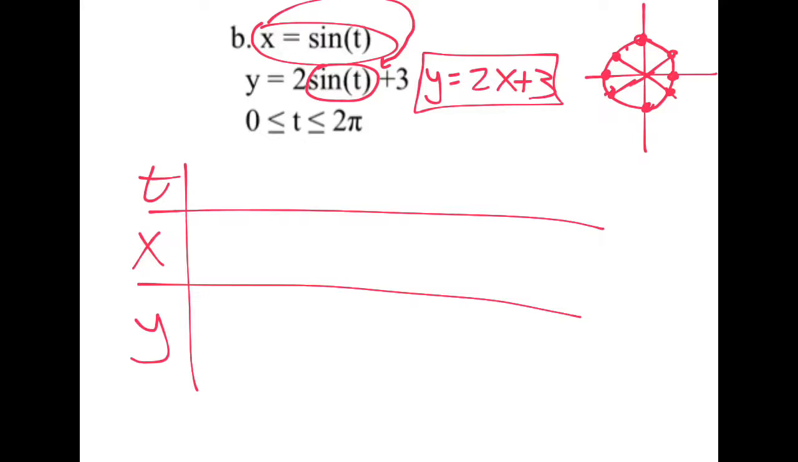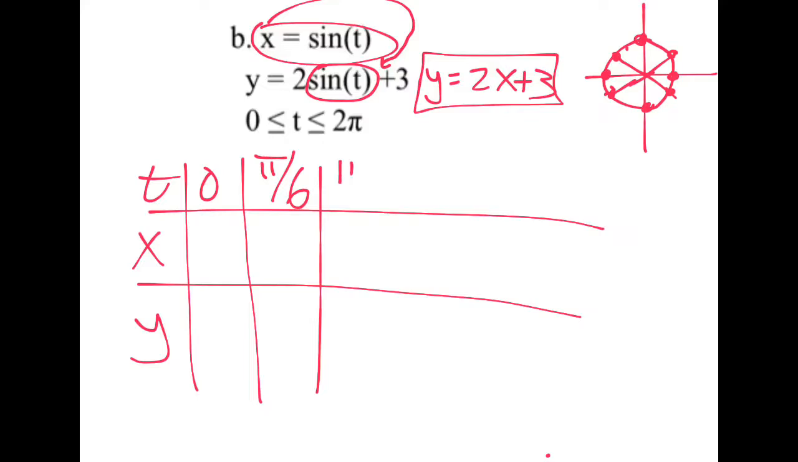So let's start listing some out. First t value I'm going to do is 0. Next t value I'm going to do is pi over 6, which is the same as 30 degrees. Next t value I'm going to do is pi over 2, straight up, 90 degrees.